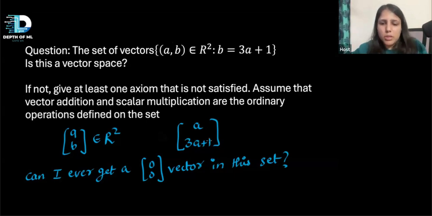I did not get it, Bharat. So I'm always adding 1 here, right? So how will I get 0 here? I will never be able to get 0 here. Yeah, you are saying it will never be a 0, right? So I will never get a 0 vector here.